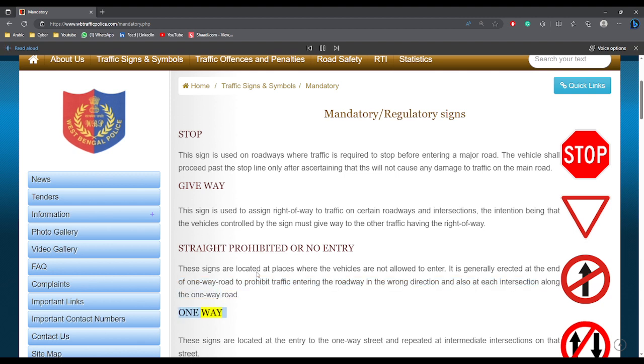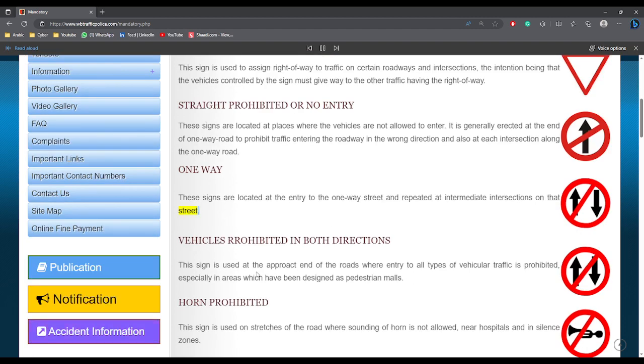One-way. These signs are located at the entry to the one-way street and repeated at intermediate intersections on that street. Vehicles prohibited in both directions. This sign is used at the approach end of the roads where entry to all types of vehicular traffic is prohibited, especially in areas which have been designed as pedestrian malls.